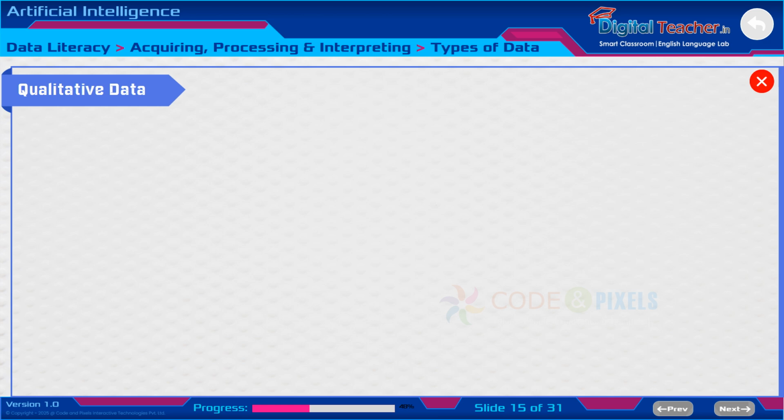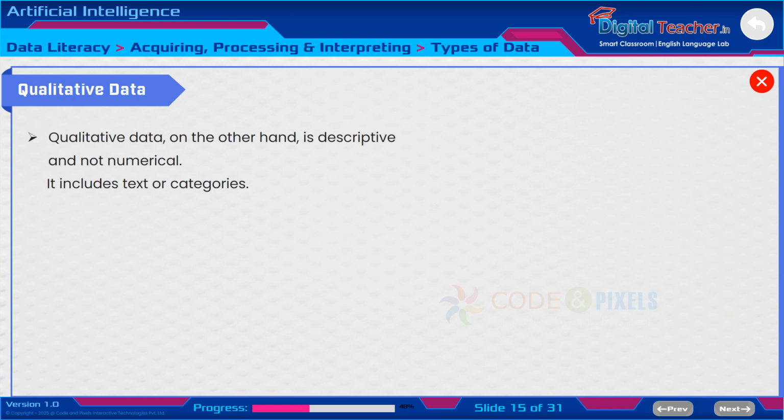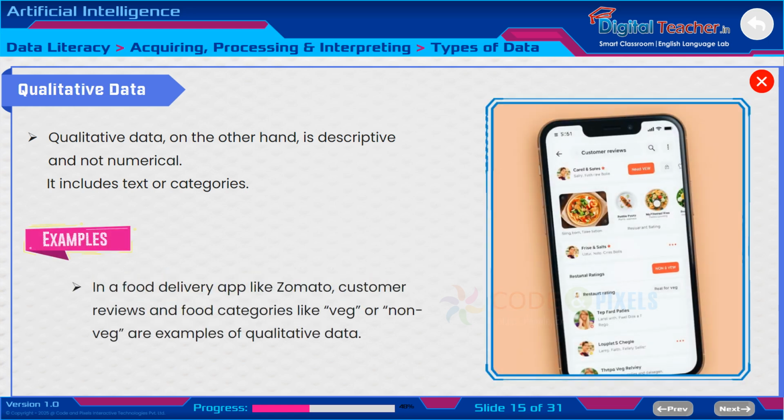Qualitative data, on the other hand, is descriptive and not numerical. It includes text or categories. For example, in a food delivery app like Zomato, customer reviews and food categories like veg or non-veg are examples of qualitative data.